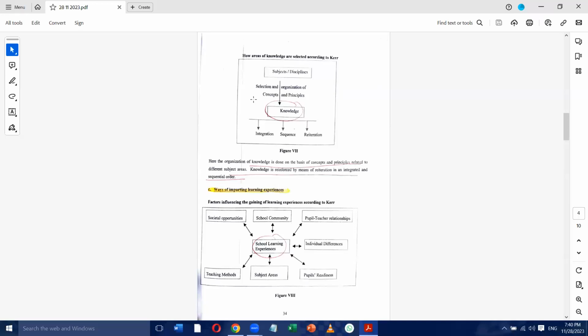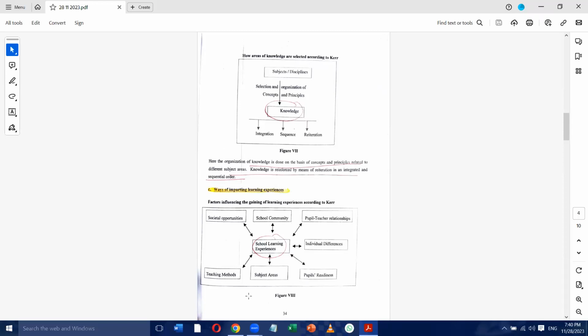Next, ways of imparting learning experiences. How you are going to construct the learning experiences is a very vast area, because you are going to see the societal opportunities, school community, pupil-teacher relationships, individual differences, pupils' readiness, subject areas, teaching methods. So all these things you will take into consideration when forming the school learning experiences.